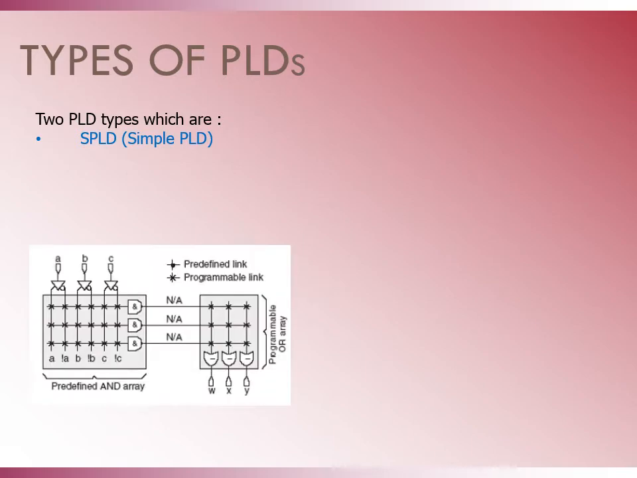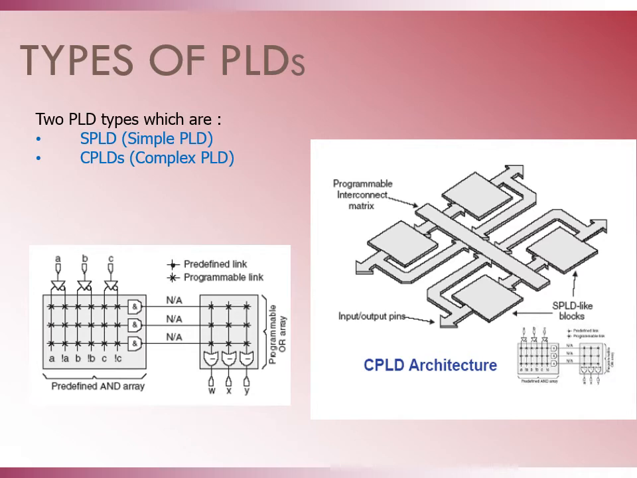Let us now categorize the PLD into its different types. PLDs are broadly divided into two categories. The first one, simple programmable logic device or SPLDs, which consist of arrays of AND gates or OR gates. The diagram shows the arrays of AND gates and OR gates, giving us a simple PLD. The second type is called complex programmable logic device or CPLD, which consists of clusters of SPLD-like blocks. So they form a complex architecture which we call CPLD architecture.